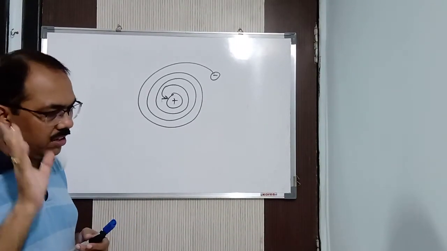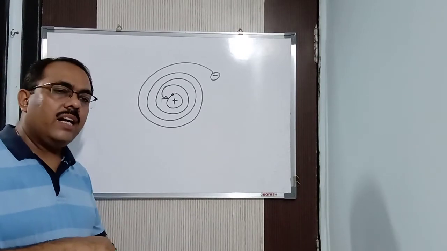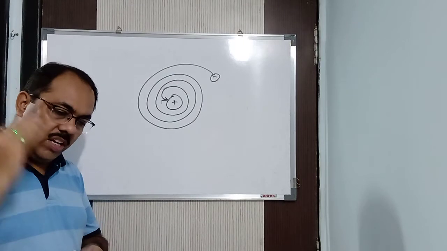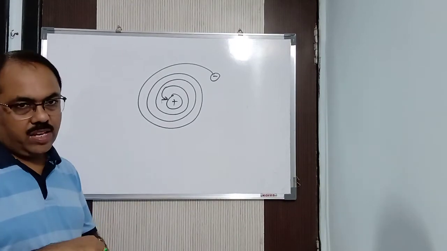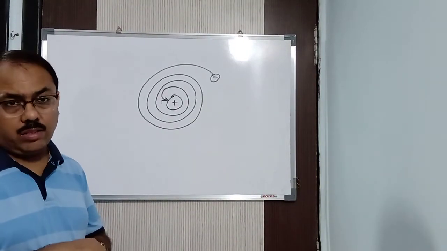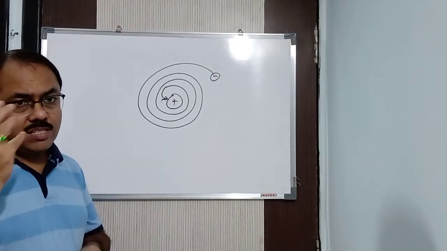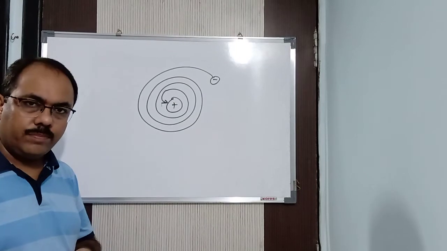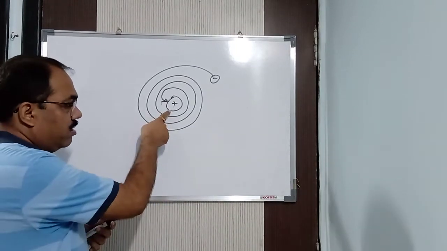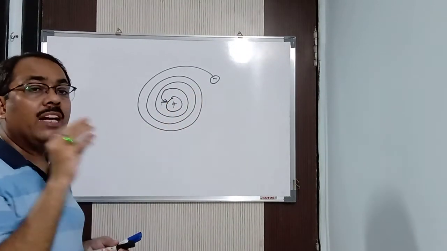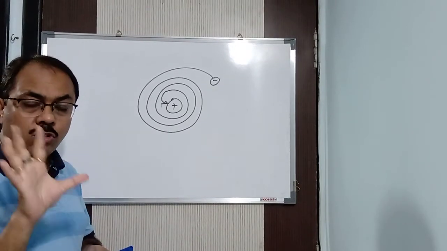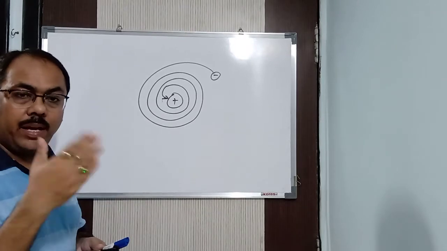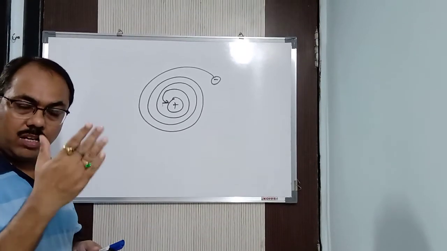Rutherford said that electrons play the role of the planets and the nucleus plays the role of the sun. He said that we cannot compare it. Why? Because the sun and planets are macroscopic objects and they are neutral in nature. But the nucleus and electrons are microscopic, minute objects, and they are charged. They are not neutral. So we cannot compare them, first of all. No comparison is there. Understood now?